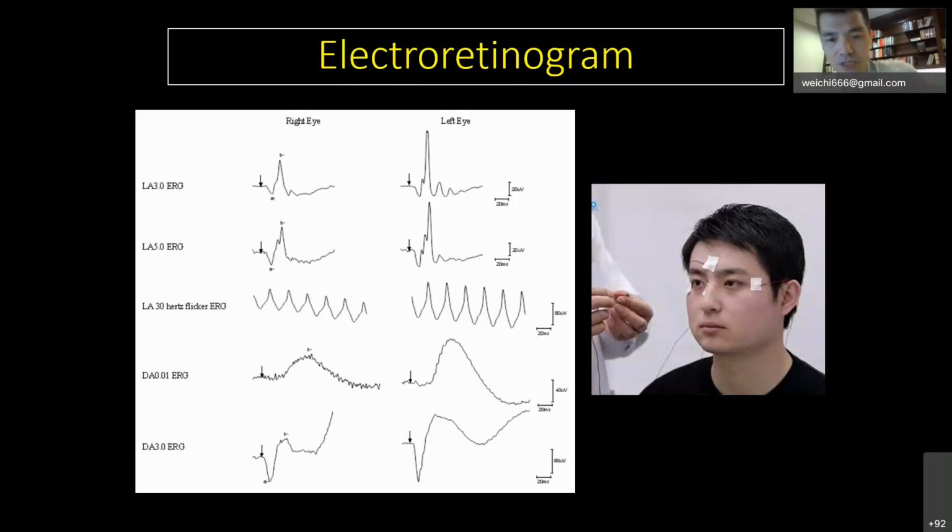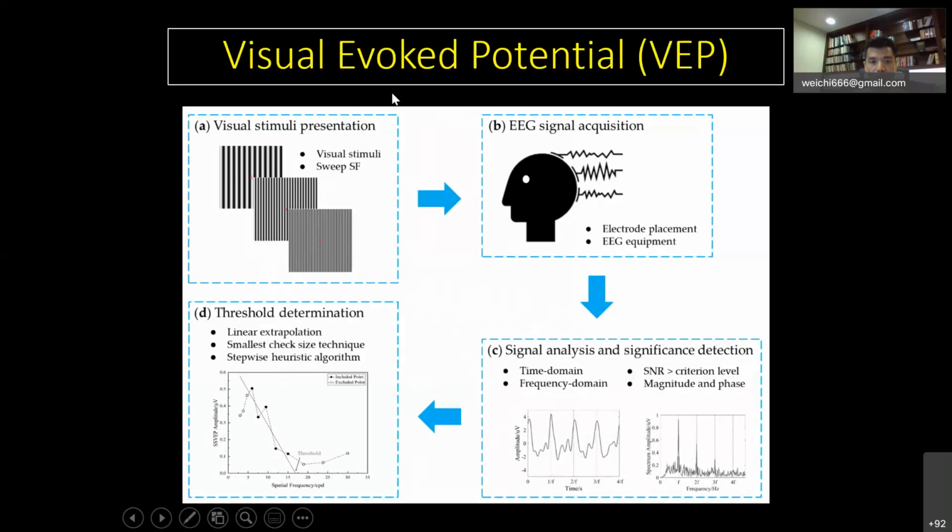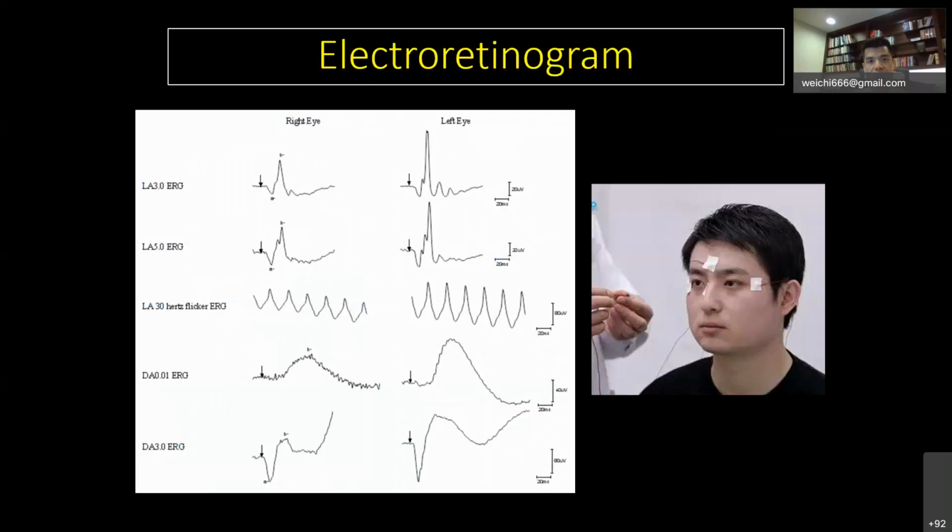You use the machine to test the health of the heart, but you use an electroretinogram to test the health of your retina. So you get the response of the signal from the retina. And with VEP, we test the whole visual pathway. So this is different. With ERG, we just record the response from the retina, so you get information from the retina only.